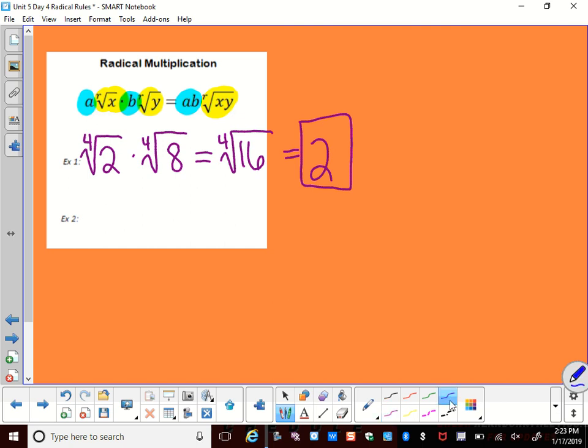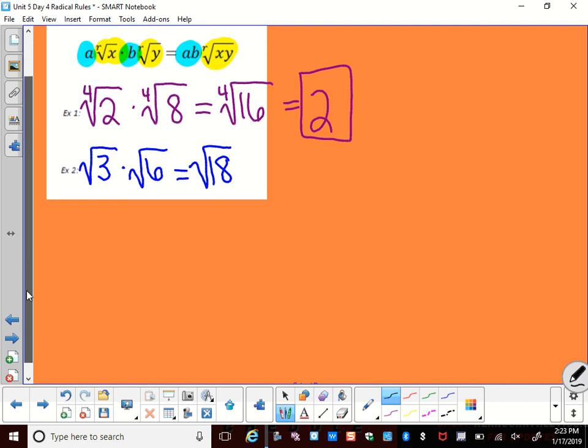All right, let's do the square root of 3 times the square root of 6. What do we get here? What's 3 times 6? 18. All right, so the square root of 18, I'm going to simplify that.